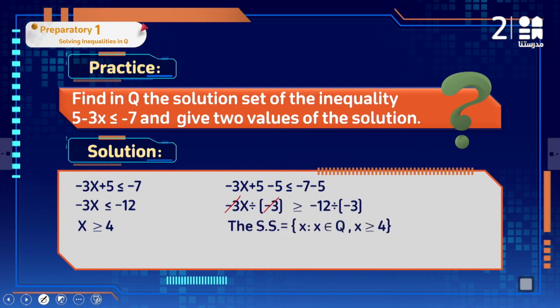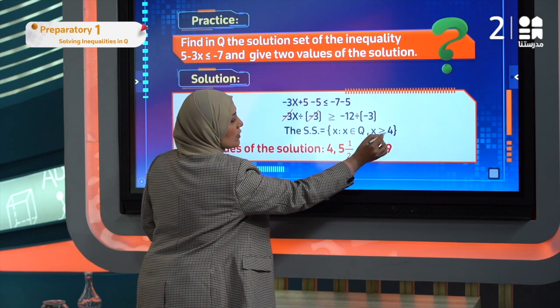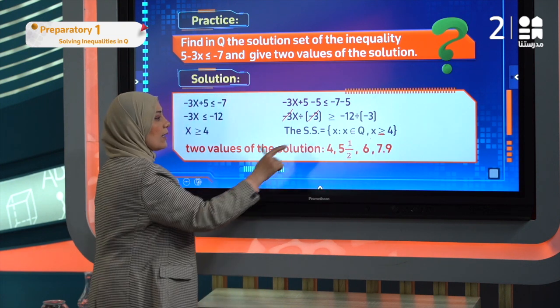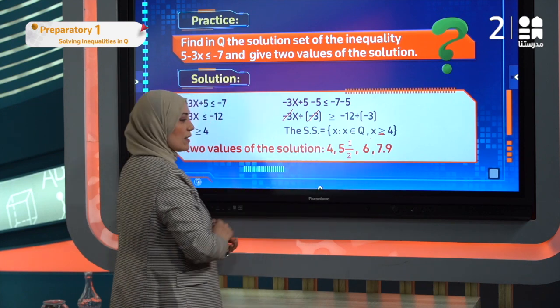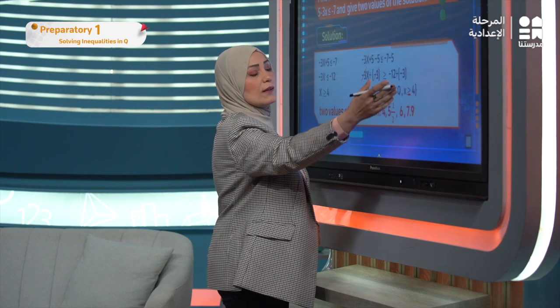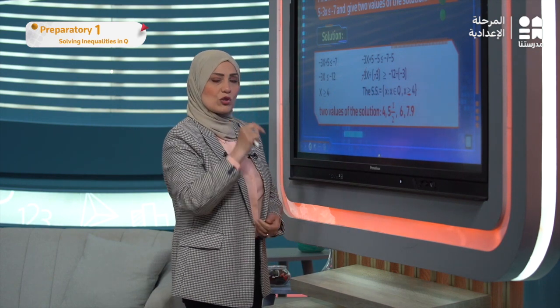Then the solution set in Q. We don't have whole values, so we have to write it as an inequality. X is greater than or equal to 4. To give any solutions, I'm going to take 4 as a solution because of the equal sign. Here we have greater than or equal, and that means 4 is a solution. 5.5, 6, 7.9, 12, and so on. Any number greater than 4 and also 4.